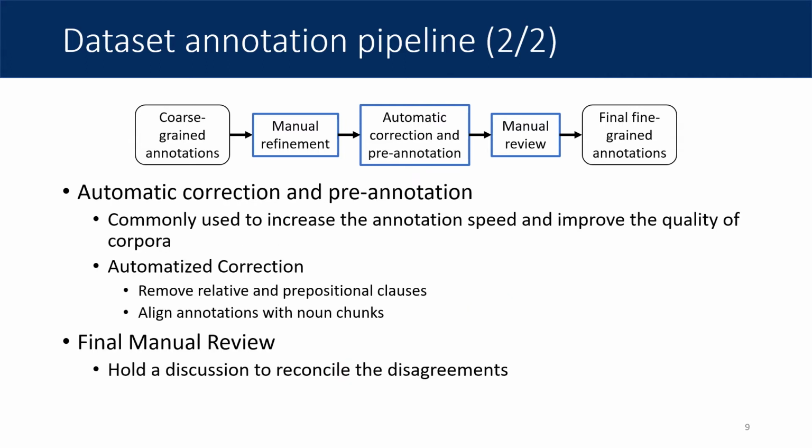In the automated correction and pre-annotation step, we developed a semi-automatic process that includes automated tools for correction and pre-annotation, which are commonly used to increase the annotation speed and improve the quality of corpora. The automated correction has two steps to create consistently labeled text spans. First, the tools remove relative and prepositional clauses. And second, they align annotations with noun chunks.